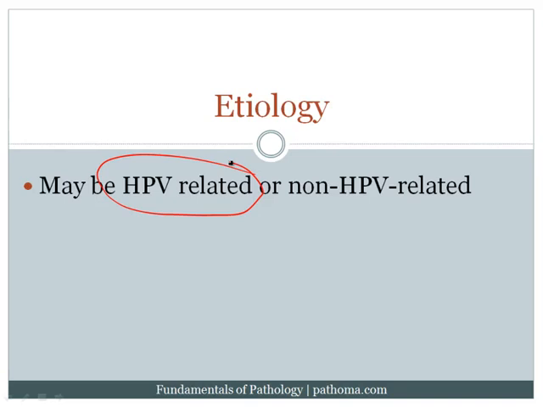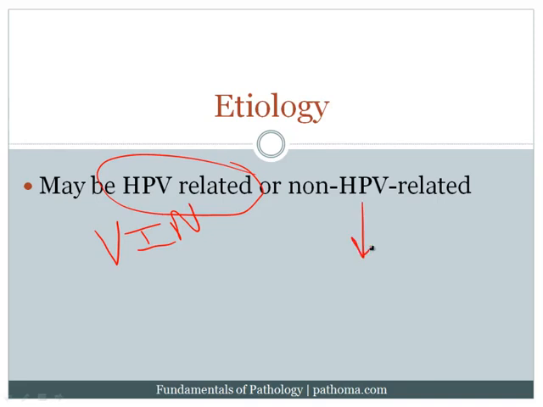So the patient gets a high-risk HPV. That eventually results in something called vulvar intraepithelial neoplasia, or VIN, which is sort of dysplasia. And then that dysplasia eventually becomes vulvar carcinoma. So that's pathway A, and that's HPV related.